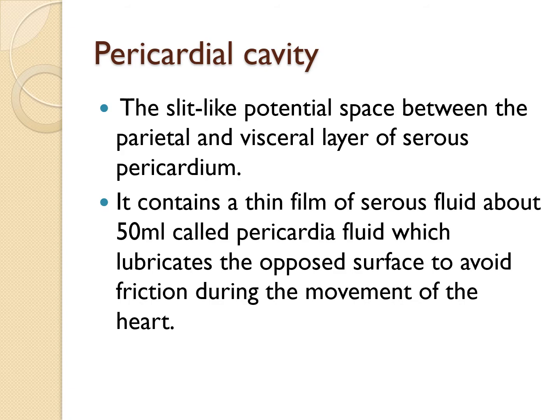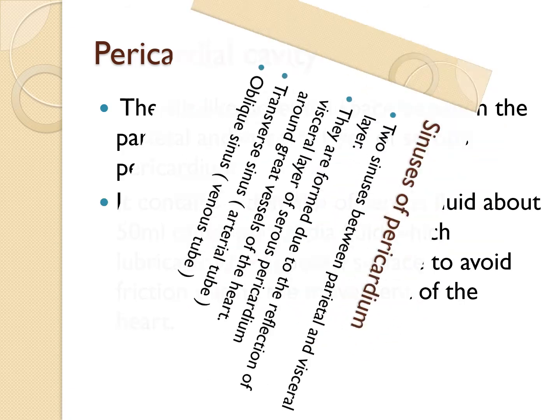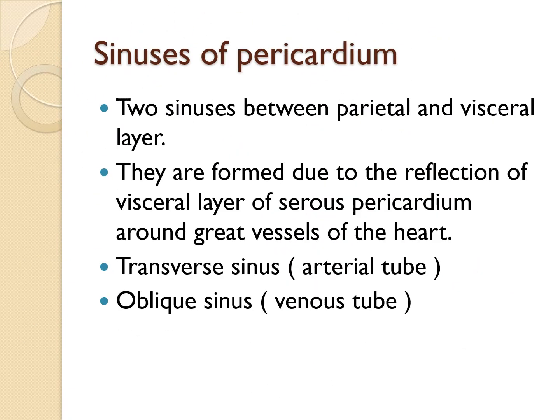Now, the sinuses of the pericardium. There are two types of sinus between the parietal and visceral layers. They are formed due to the reflection of the visceral layer of the serous pericardium around the great vessels of the heart. The transverse sinus is related to the arterial tube, and the oblique sinus to the venous tube. So there are two types of sinus: the transverse sinus and the oblique sinus.